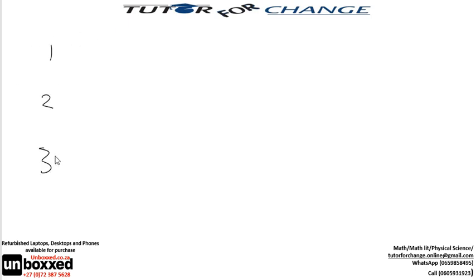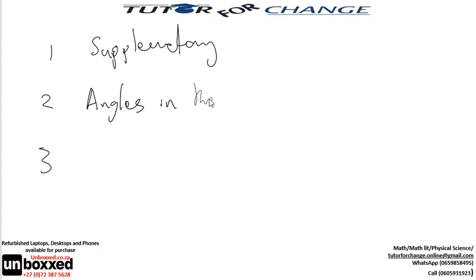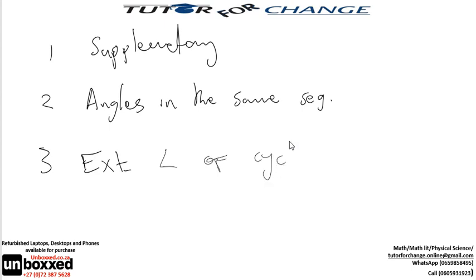1, 2, 3. Proving supplementary angles, interior angles that are supplementary. That is the first one. The second one is proving angles in the same segment. Then lastly, we can prove that the external angle of a cyclic quad is equal to the opposite angle. You don't have to prove all of them, you just have to prove one of them. That's how you prove a cyclic quad.